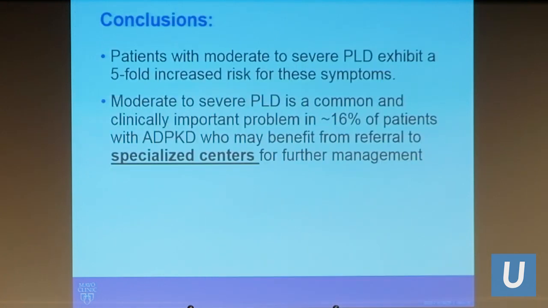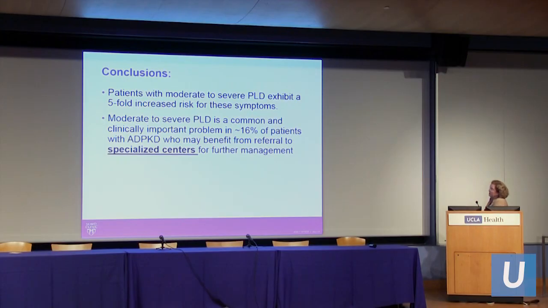So to conclude this part of my talk, patients with moderate to severe polycystic liver disease exhibit a five-fold increased risk of these symptoms: mass symptoms, compression symptoms. Moderate to severe polycystic liver disease, at least in the Korean study, and probably we have an enrichment for those patients in our center because they come to us from all across the country. It's a common and clinically important problem, about 16% of patients with ADPKD.